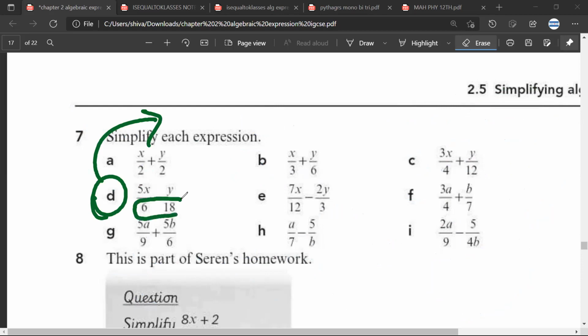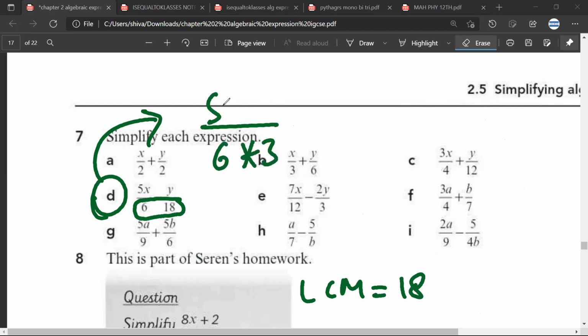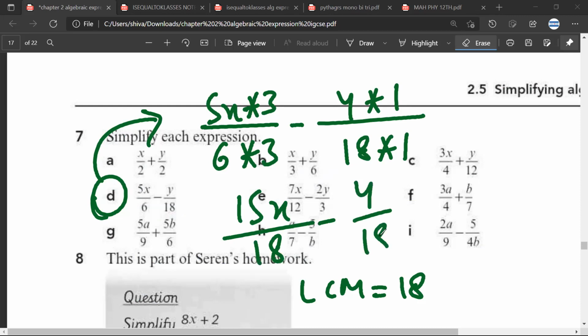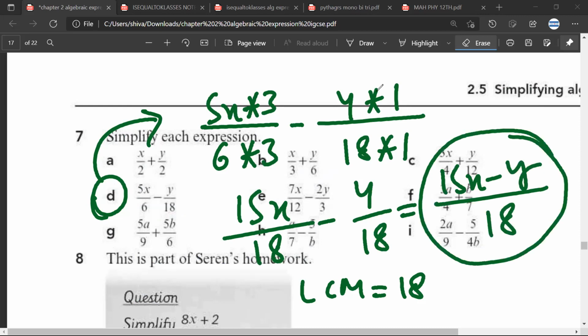So the LCM of 6 and 18 is 18. So it will be 6 into 3 and 5x into 3. So it will be 15x upon 18 minus y upon 18. So 5x minus y upon 18. Satya, have you understood? Yes, sir. Mr. Ariman, any doubt? No doubt, sir.